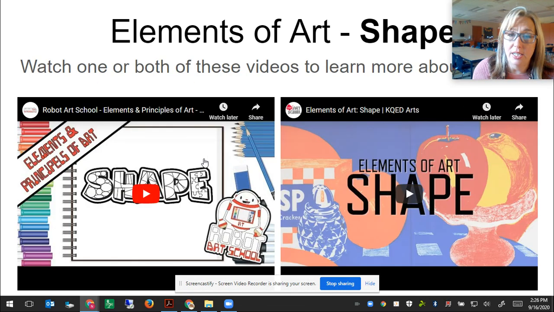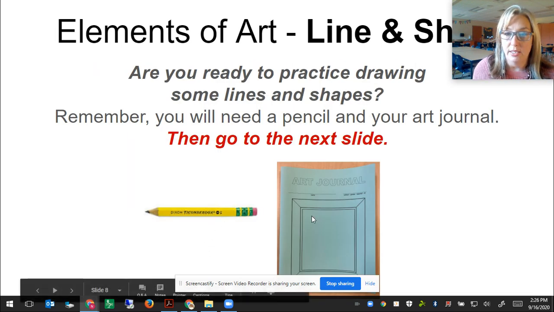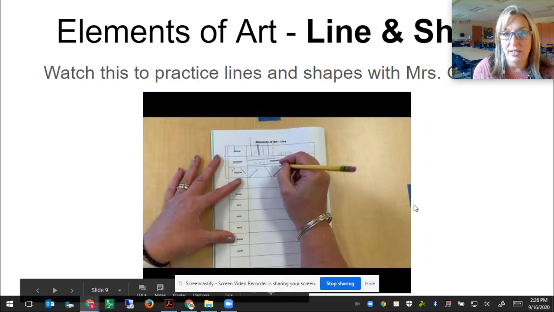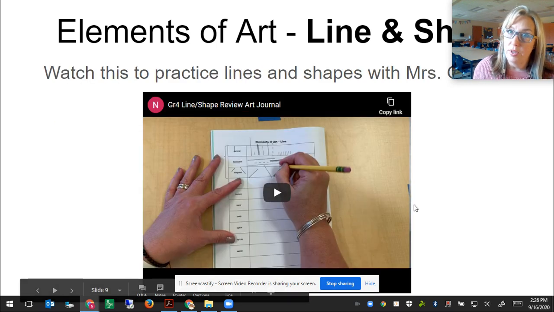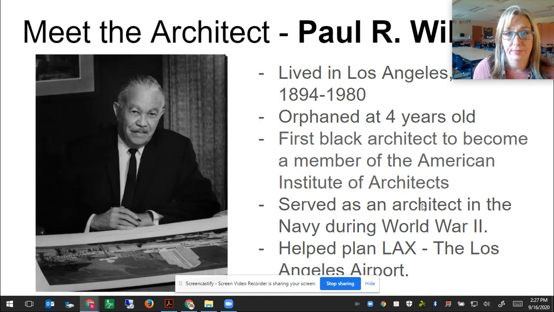Okay, and then you'll have a chance to watch 1 or 2 videos about shape. So you can either watch Robot Art School, or you can watch this very short KQED video where they show you artists who use shape in their art, or you can watch them both. After that, you'll need to grab your pencil and your art journal and go to the next slide. And then I will go through with you how to set up your art journal and then practice some lines and shapes in your art journal.